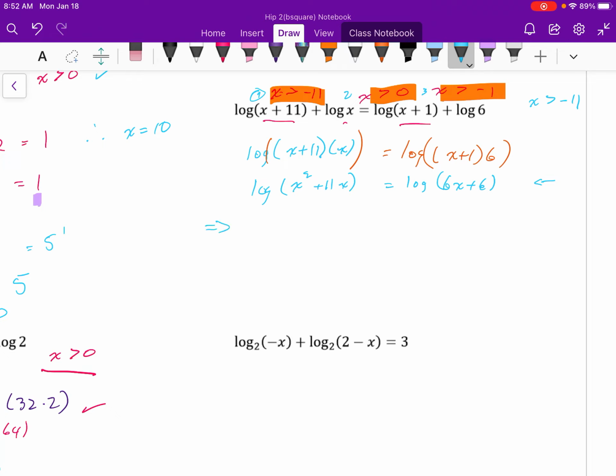So what can we conclude here? Now, if those two logs are equal, this naturally implies that the arguments are also equal. In other words, x squared plus 11x has to be equal to 6x plus 6. Now, let us not forget about this restriction when it comes into play. Often what you'll see people do is to check their logs to ensure that their answer is correct.